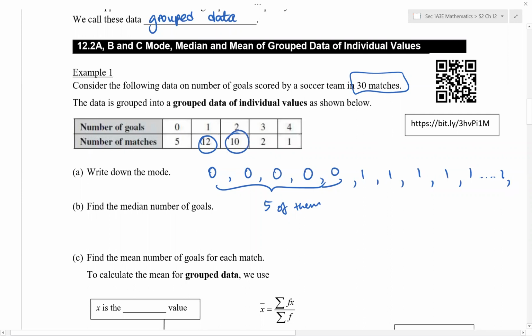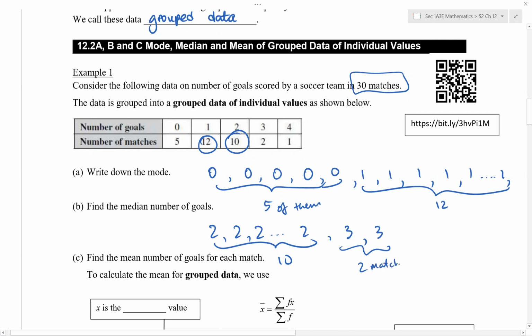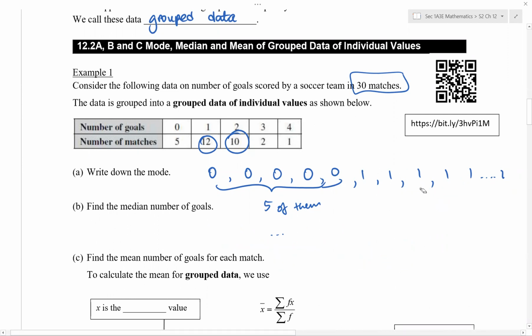We've got 10 matches with 2 goals. So 2, 2, 2, 2. There are 10 of them. Over here we've got 12 of them. And for 3 goals, there are only 2 matches. And finally, when they played really well, they scored 4 goals. That was only 1 match. So without grouping them into a frequency table, this is what it looks like when it gets very long. So grouped data is a useful way for us to summarize everything.